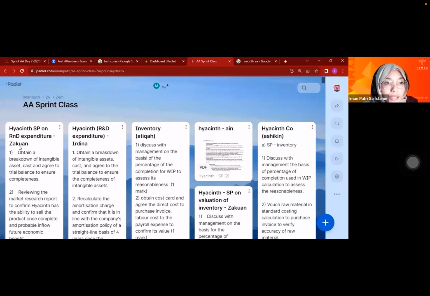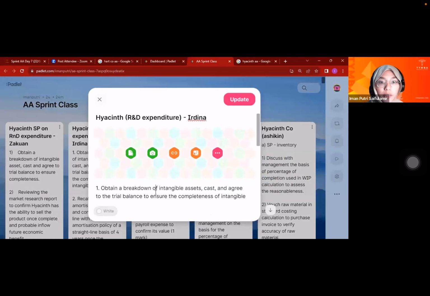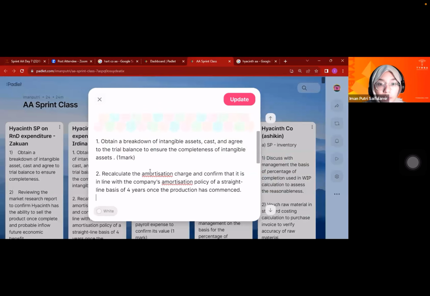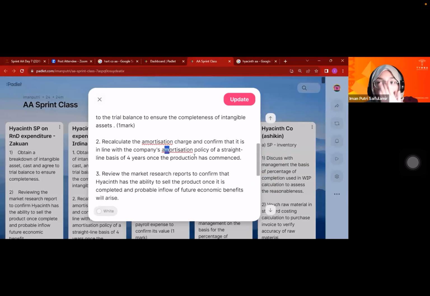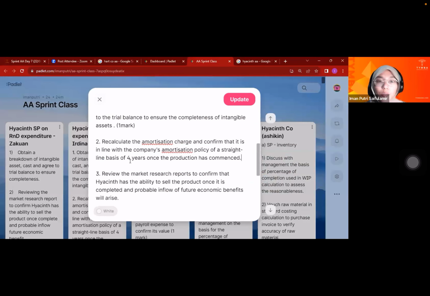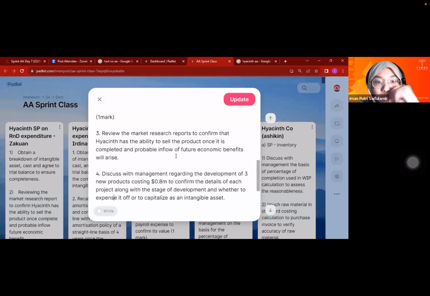Okay, so let's look into Egina's answer. Obtain a breakdown of intangible assets, cast and agree to ensure the completeness. Okay, 1 mark. Recalculate the amortization charge. Okay, I like how you apply what the scenario said of straight line basis over 4 years once the production has commenced. 1 mark. Review the market research report to confirm Hyacinth has the ability to sell the product and probable inflow.